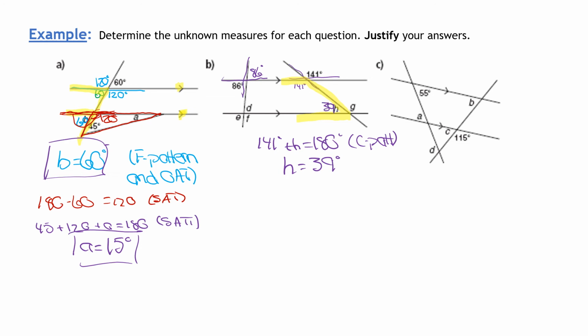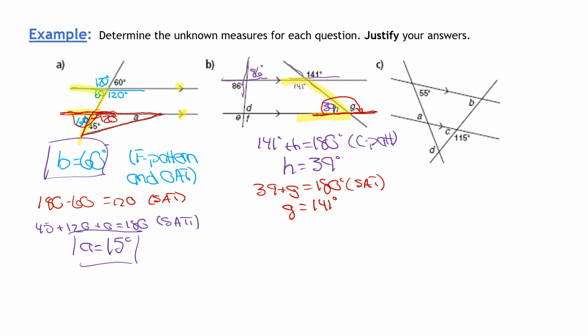And that helps me get G, because G and H are right across a straight line from each other. These two are going to add up to 180 degrees. 39 plus G equals 180 degrees, and that's the supplementary angle theorem. So G is going to be 141. And I could have got that other ways too, and hopefully some of you are thinking of those other ways. Let me just show you what some of those other ways are.